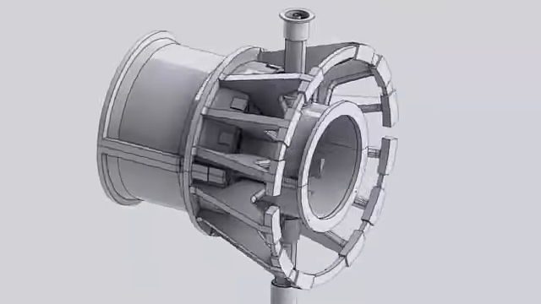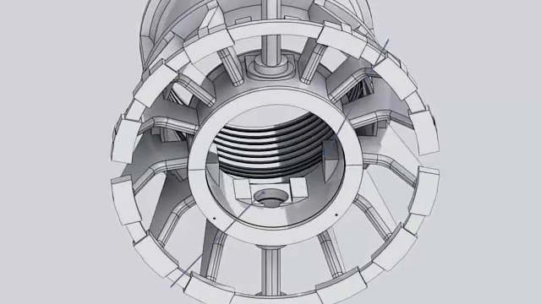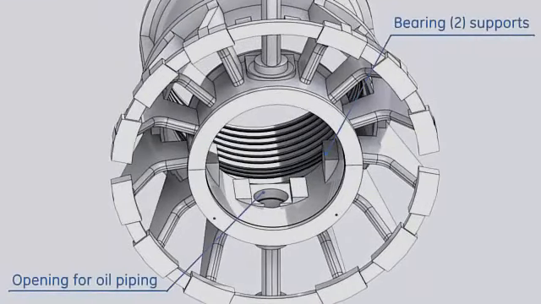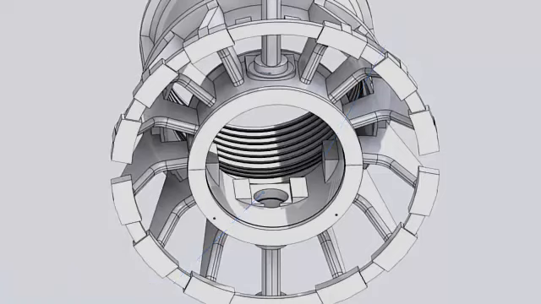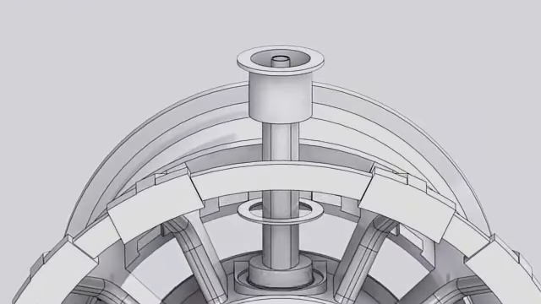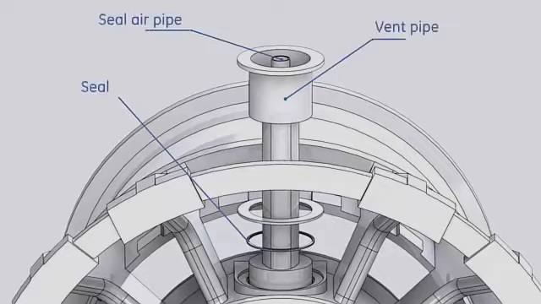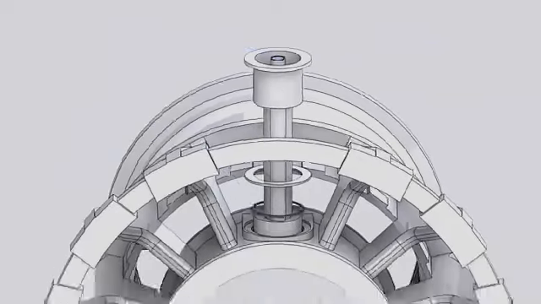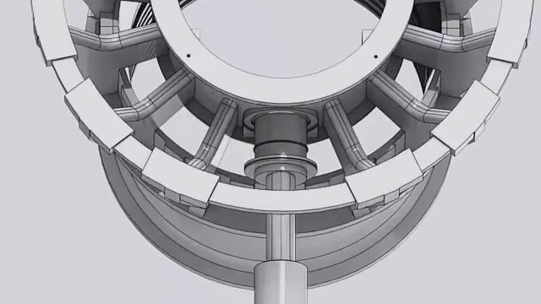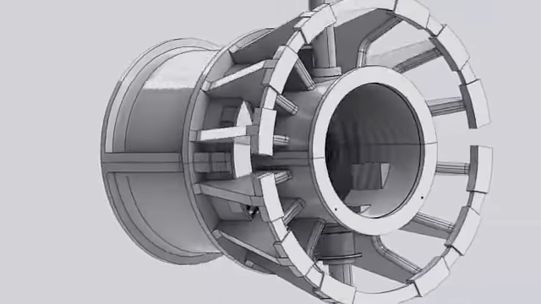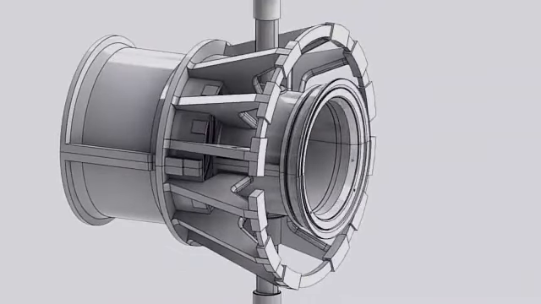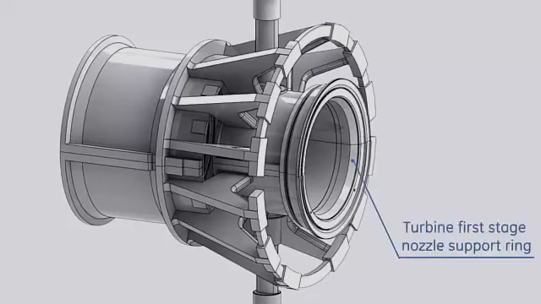The lower half of the inner cylinder supports the bearing number 2 and provides the opening for the lube oil supply and drain piping. The upper half of the inner cylinder has an opening for the vent pipe. Seals are installed at these openings to prevent compressed air from escaping inside the inner cylinder. The discharge casing also supports the turbine first stage nozzles. The first stage nozzle support ring is mounted on the aft end of the inner cylinder.